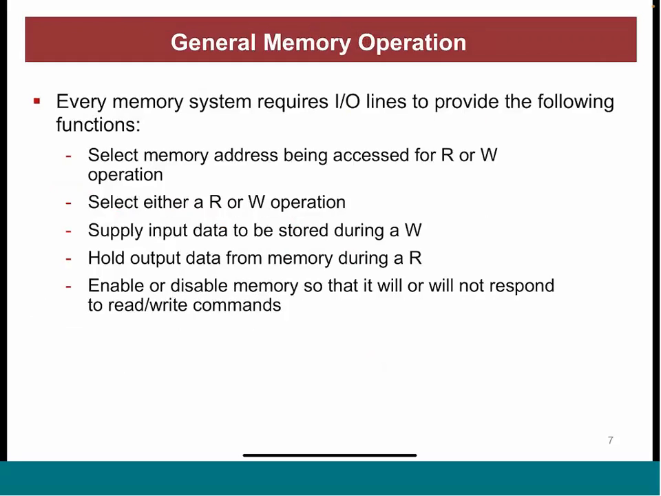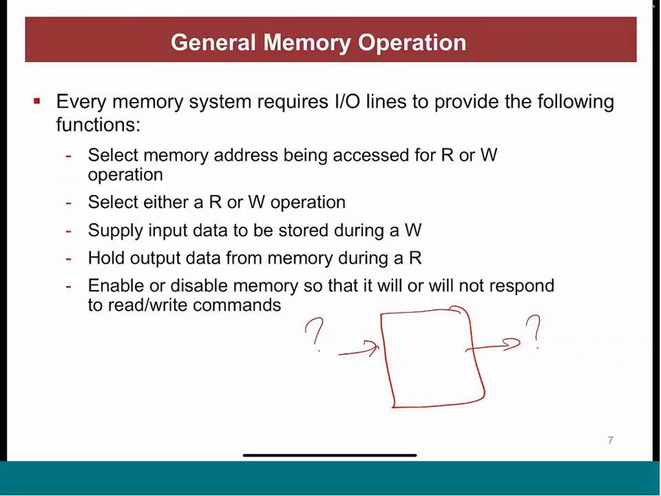We are still with the general memory operation. So every memory system, of course, the memory is a chip, as we said, so it has inputs and it has outputs. So what are the inputs and the outputs that we have in this memory? What do we need as input and what do we need as output? Every memory system requires inputs and outputs to provide the following functions.